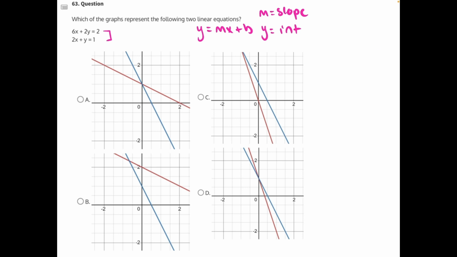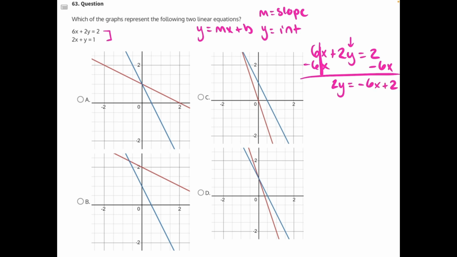So let's start with our first equation, 6x plus 2y equals 2. And if we want to put it into slope-intercept form, we need to isolate our y variable. So let's take everything else and move it to the other side of the equation. 6x is positive, so we need to do the opposite and subtract it from both sides. This will cancel, leaving us with 2y equals a negative 6x plus 2.